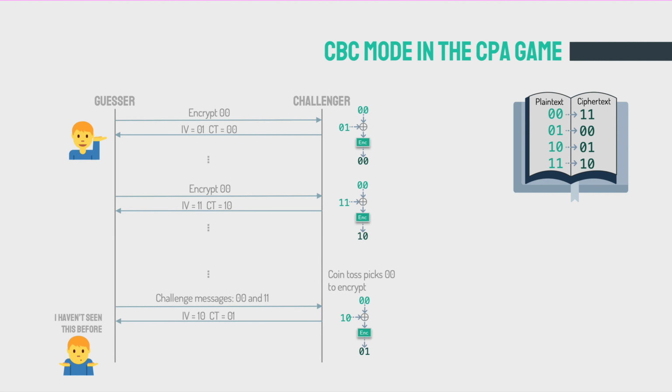Finally, when it comes time to create the challenge plaintext, the challenger is going to flip a coin and pick one of the messages to encrypt. So even if the challenger picks 00, which was already encrypted multiple times during the query phase, once again they're going to pick a new initialization vector. Remember, one of the requirements is the initialization vector should not be reused.